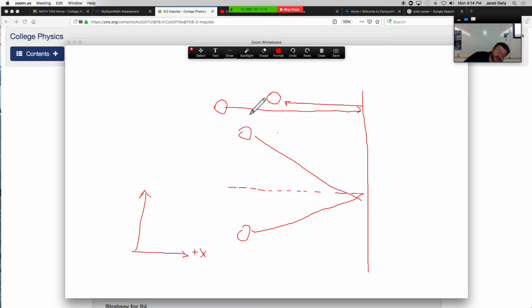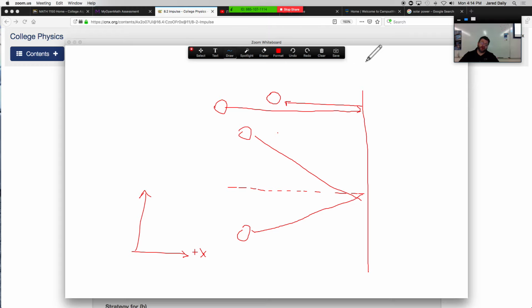They want to know what is the ratio of this one, the force that the wall pushes this ball with, compared to the force that this part of the wall pushes this ball with. Goodness, getting tired.